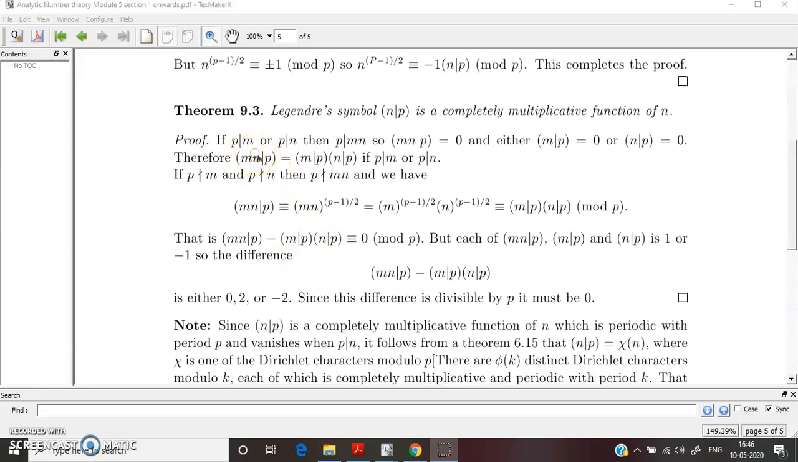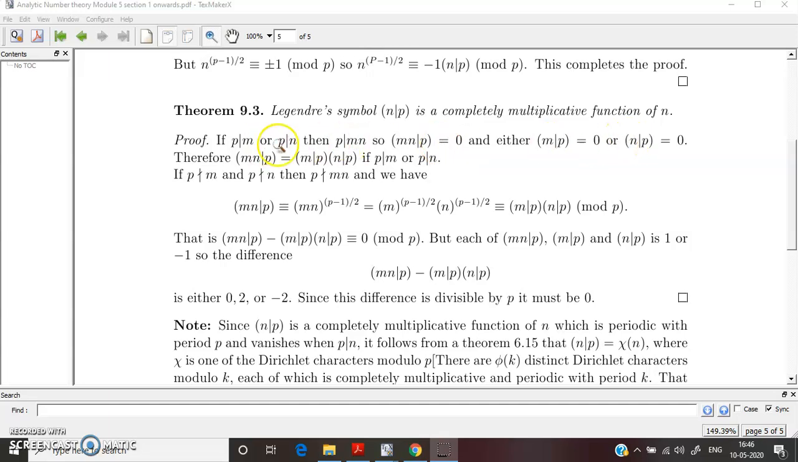If p divides m or p divides n, we know that p divides mn. If m and n are two integers and p divides m, then p divides the product with anything. So what is the Legendre symbol in case p divides m? The Legendre symbol (m/p) should be 0, and the Legendre symbol (n/p) should be 0 if p divides n, and p divides mn also. In that case also we have the Legendre symbol (mn/p) is 0. So in all the cases it is 0.